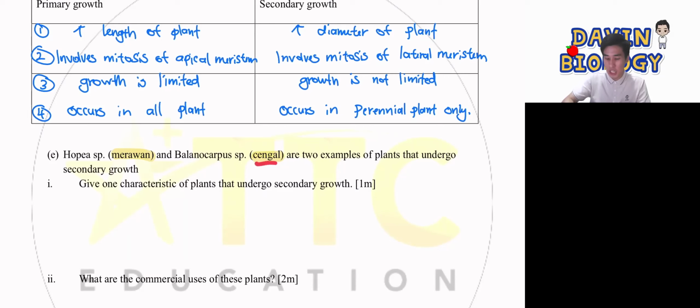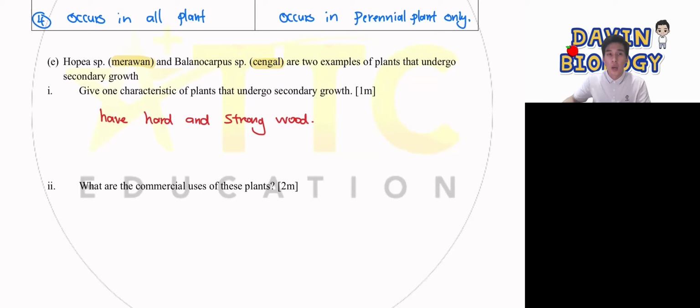So that's basically Chengal and Meranti. Usually we use them to make timber. So they have hard and strong wood. What are the commercial uses of this plant? Now, in our textbook, in the notes in front also got mentioned, it's part of our syllabus. Plants that undergo secondary growth, right? Commercial use means economic use, means you can use it to earn money to help boost your country's economy.